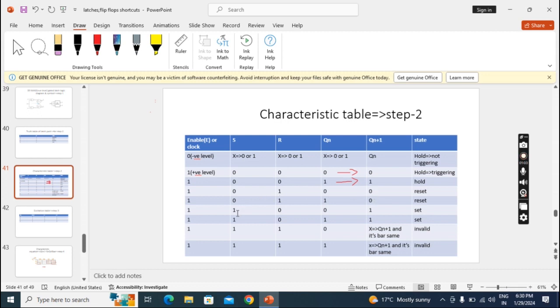Next condition. Similarly, the driving part gets 1, 0, but the latch part will get 0, 1. When we get 0, 1, we know it will become set. Then 1, 1 is happening. The latch driving part gets 1, 1, but the latch part gets 0, 0 at input. So it will become invalid.